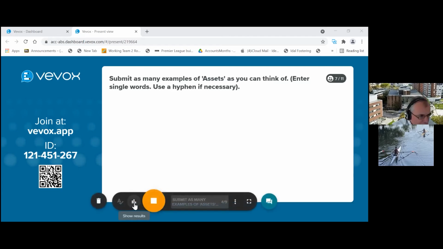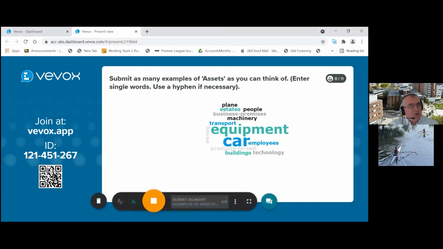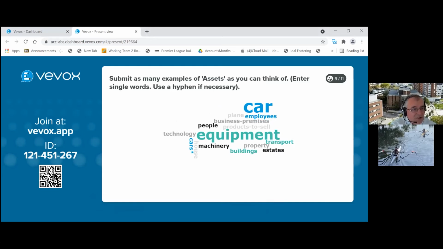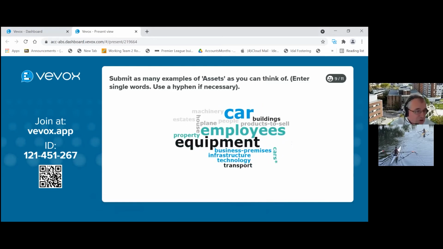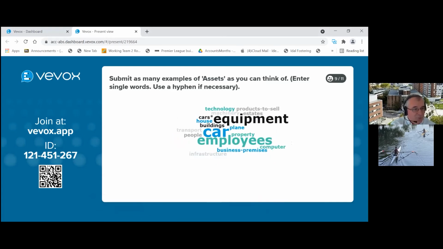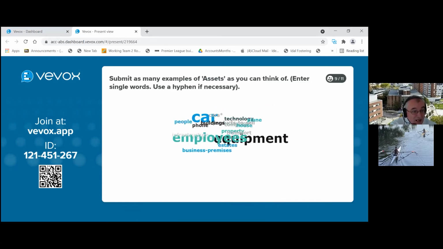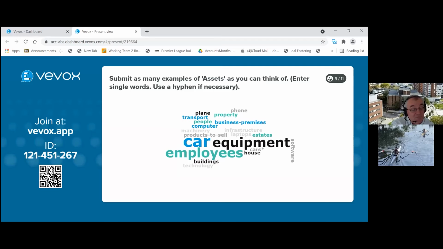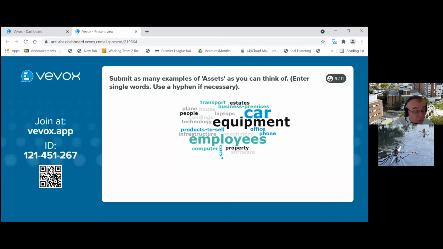In fact, I think I can allow you to see them appearing. There you go. You're probably familiar with these word clouds. The most popular answer appears in the largest font. So equipment is a really popular answer. Cars, really popular answer. Unfortunately for me as an accountant, a very popular answer is employees, and I can also see people.